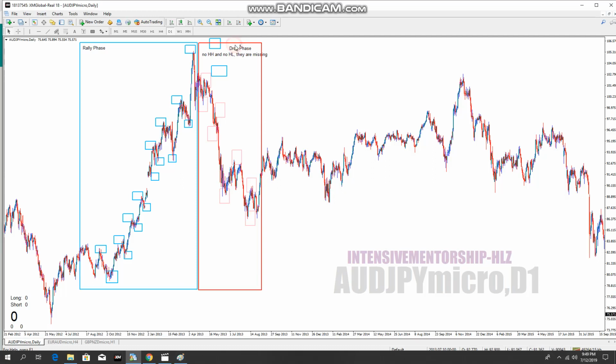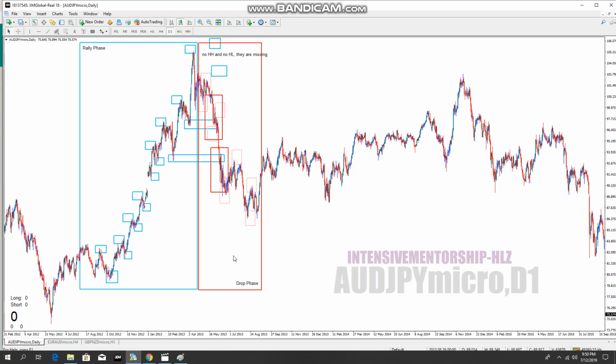How do we know it changed from rally phase to drop phase? Because of the structure breaker here. You can see it has been engulfed here, and also engulfed here. So this is two significant structure breakers that already happened. That's why it has changed from rally phase to drop phase.